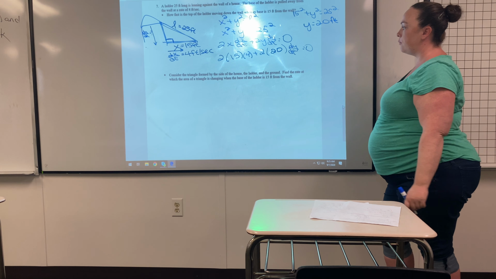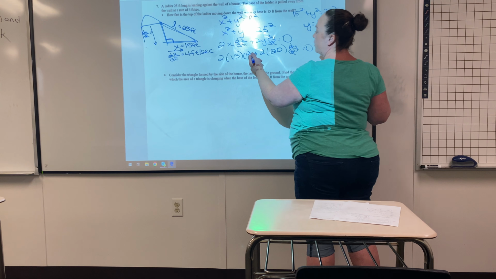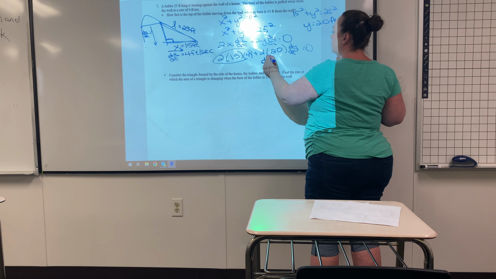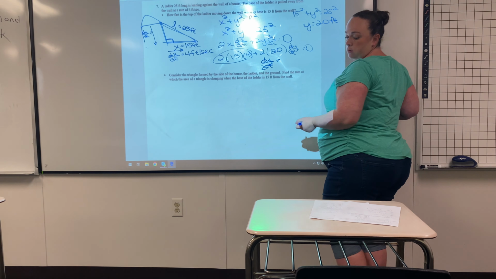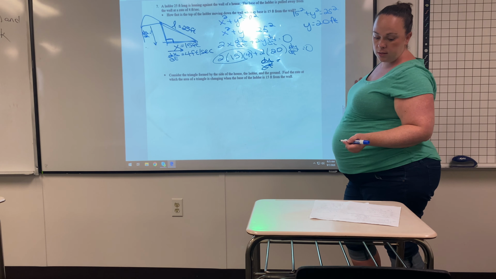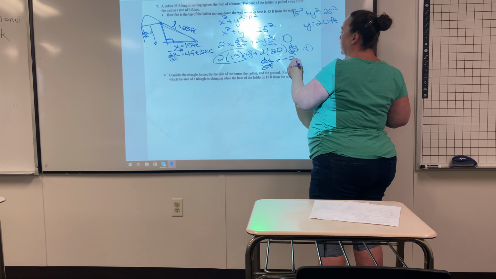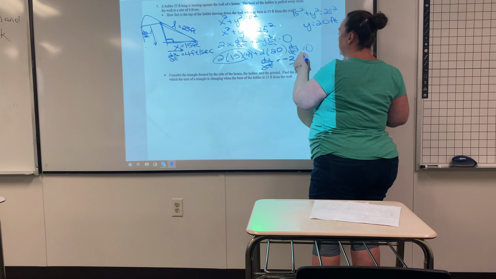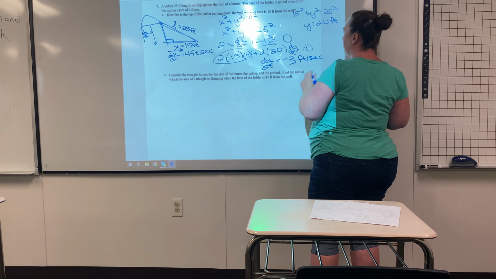And then you can solve for dy/dt. So you want to figure out this, subtract it over, divide by 40. dy/dt is going to be -3. And then this was feet per second. This also needs to be feet per second because we have to label.